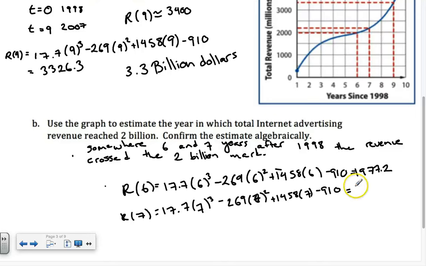And you get that it is 2186.2. So this represents 1.9 billion.